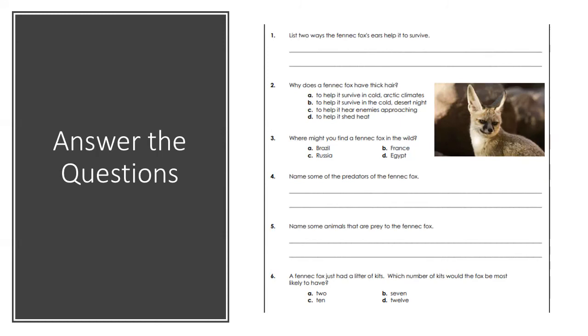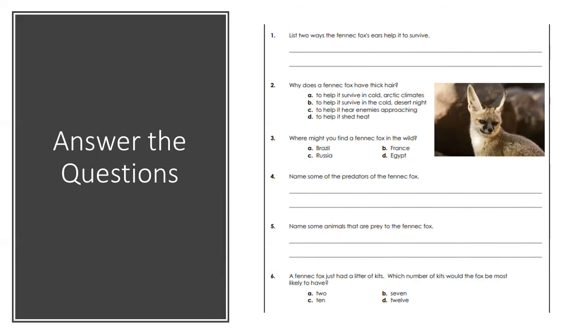Question number 2. Why does a fennec fox have thick hair? Options are: to help it survive in cold Arctic climates, to help it survive in the cold desert nights, to help it hear enemies approaching, to help it shed heat. Find the most suitable answer. Read the passage again. Question number 3. Where might you find the fennec fox in the wild? Brazil, France, Russia, Egypt.